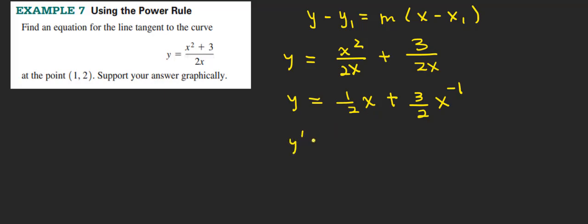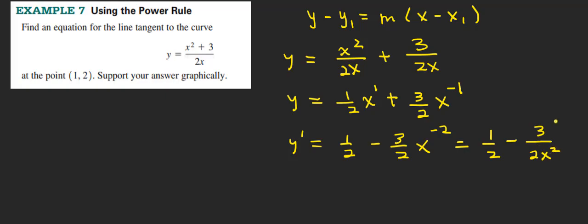Now let's take the derivative. Applying the power rule, the exponent here is 1. 1 times 1 over 2 is 1 over 2. And 1 minus 1 is 0, and x to 0 is 1. So you just end up getting 1 over 2. Now what about over here? Negative 1 times 3 over 2 is negative 3 over 2. X to the minus 1 minus 1 is negative 2. So you end up getting 1 over 2 minus 3 over 2x squared. Okay, that is the derivative. This is y prime.